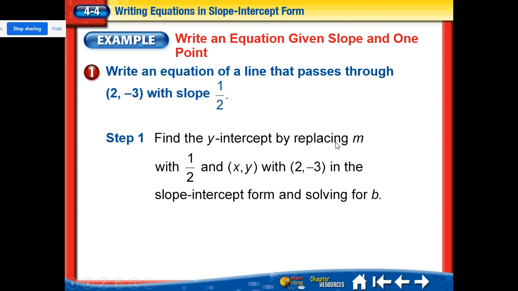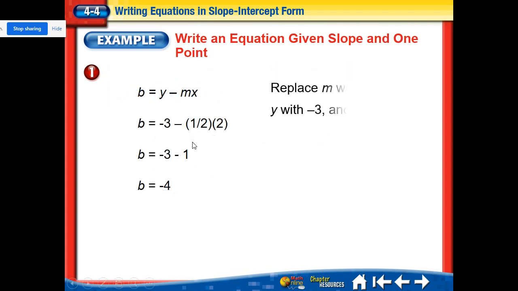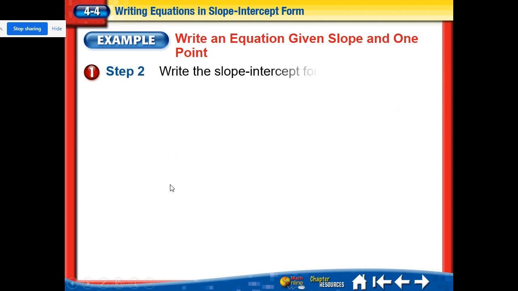So we need to find the y-intercept because we're going to replace m with 1/2, and the x and y become the x and y values so that we can solve for b. So b equals y minus mx. We're going to replace m with 1/2, y with -3, and x with 2. This is just a problem that we're going to have to solve. We'll multiply: 1/2 of 2 is 1. So -3 minus 1 is -4. So now we have m is 1/2 and b is -4.